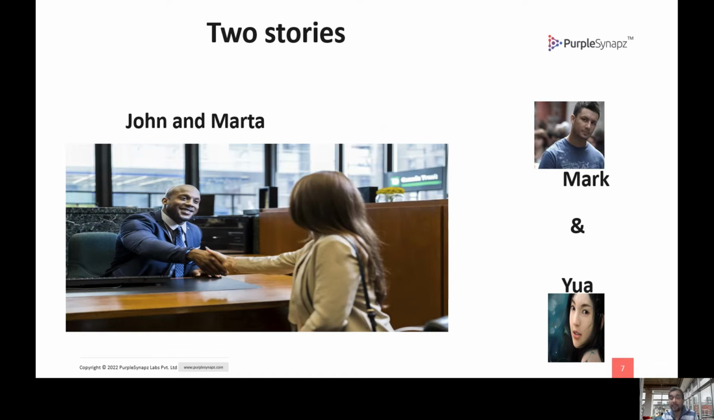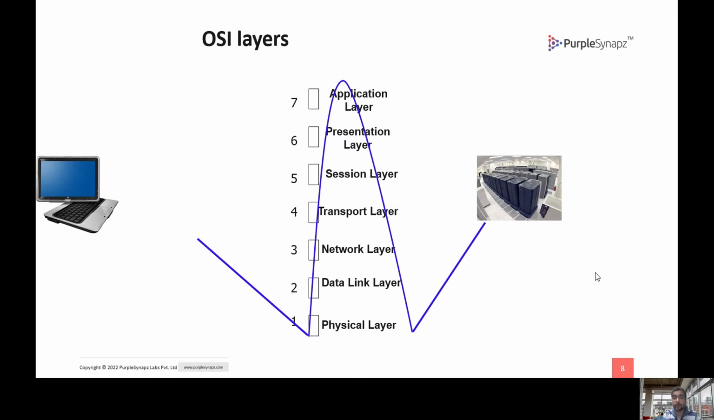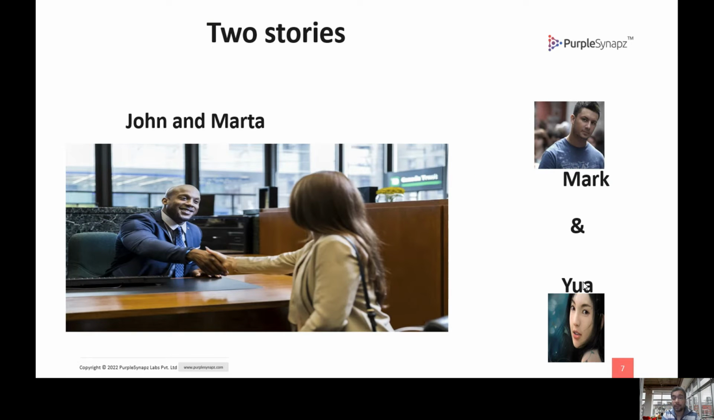And the other story is between these long distance lovers who are actually quite spread around. The one person's name is, of course, Yua, and the other person's name is Mark, and they have a long distance relationship. And we will see how they communicate with each other. And that will be the second part of the story. Okay, all right, now let's see.